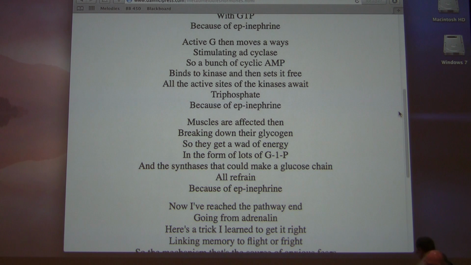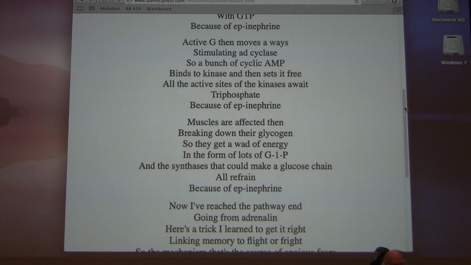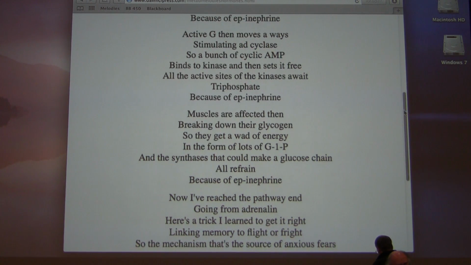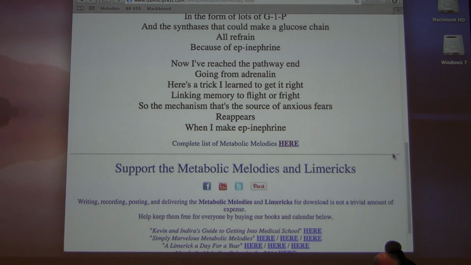Muscles are affected then, breaking down their glycogen. So they get a wad of energy in the form of lots of G1P. And the synthases that could make a glucose chain all refrain because of epinephrine. Now I've reached the pathway end, going from adrenaline. Here's a trick I learned to get it right, linking memory to flight or fright. So the mechanism that's the source of anxious fears reappears when I make epinephrine.